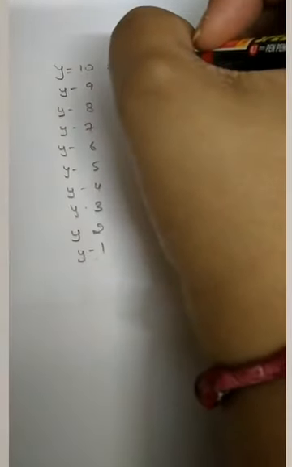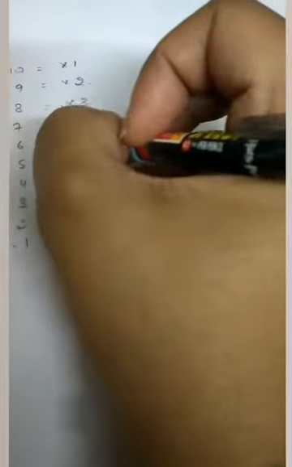See, now y10 you have to join with x1. y9 you have to join with x2, y8 with x3, y7 with x4, y6 with x5, y5 with x6, y4 with x7, y3 with x8, y2 with x9 and y1 with x10.